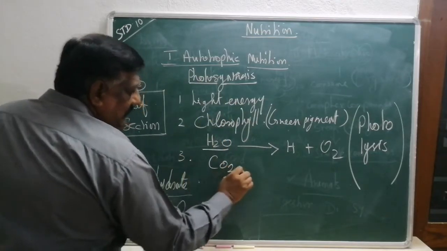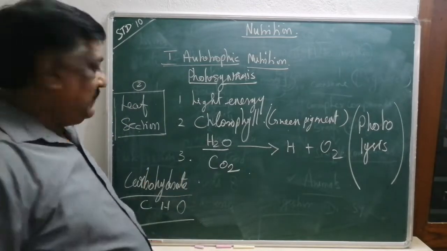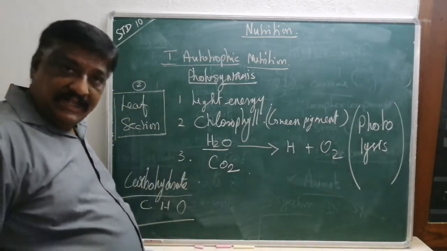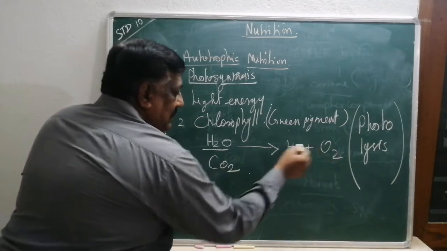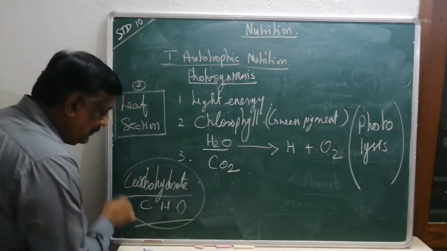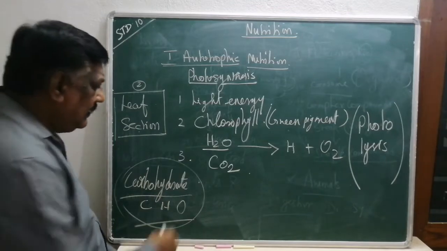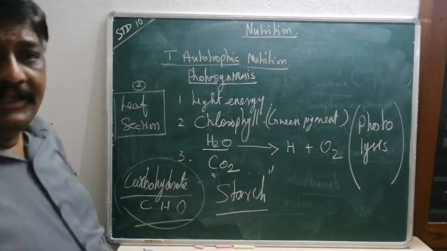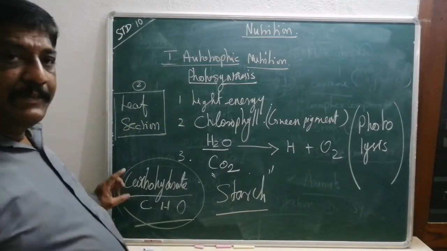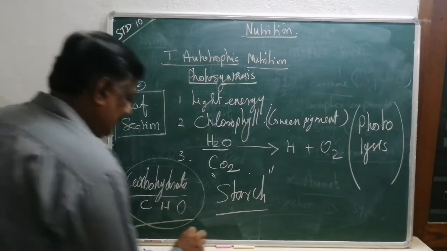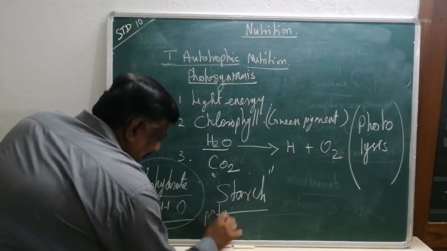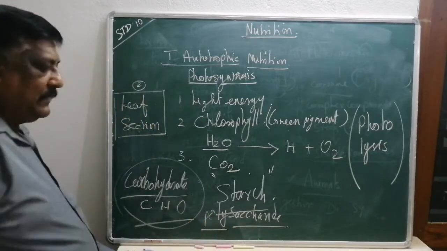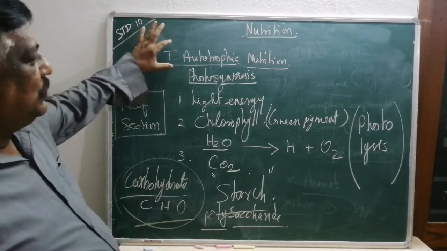Then the carbon dioxide is taken in through the stomata. In our diagram, we have seen the stomata, through which the carbon dioxide is taken in, and this carbon dioxide combines with this hydrogen and oxygen and prepares its food, that is a carbohydrate that we call starch. The food is prepared in the form of starch. Carbohydrate is a simple compound. Starch is a polysaccharide. Polysaccharide. Okay, right. This is about autotrophic nutrition.